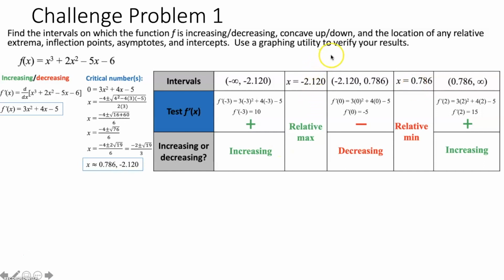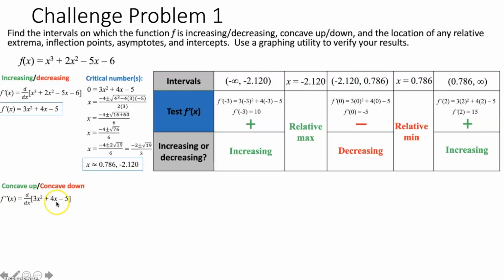Next, we need to determine the intervals on which the function is concave up or down. In order to do this, we need to figure out where the possible inflection points are. Remember, possible inflection points occur wherever the second derivative either equals 0 or does not exist. So we need to figure out what the second derivative is. How do we find the second derivative? We take the derivative of the first derivative.